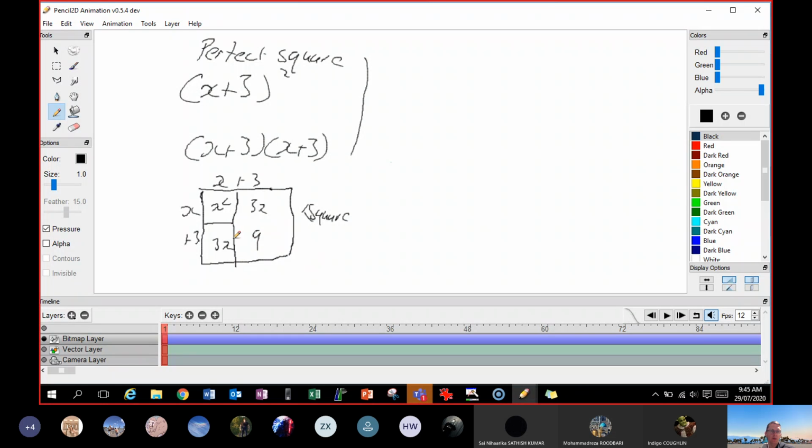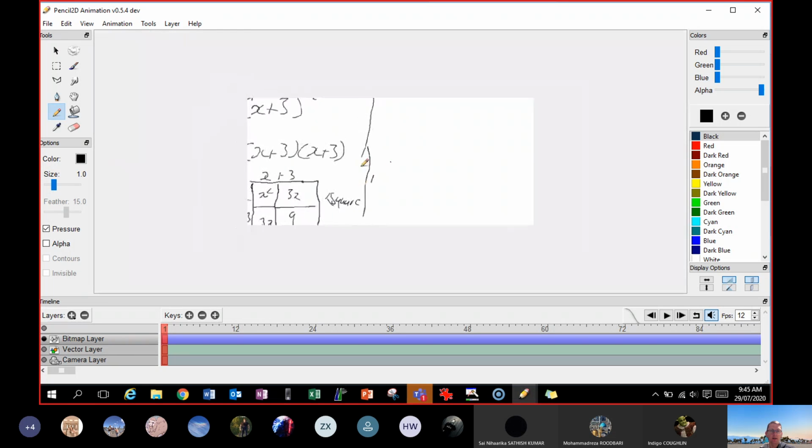Now, how do I know when I'm dealing with a perfect square if I've got to factorize the other way? Well, this would give you x squared plus 6x plus 9. What you'll realize is that the two numbers, it's going to be x plus 3 by x plus 3. So it actually works out. And we call that a perfect square.